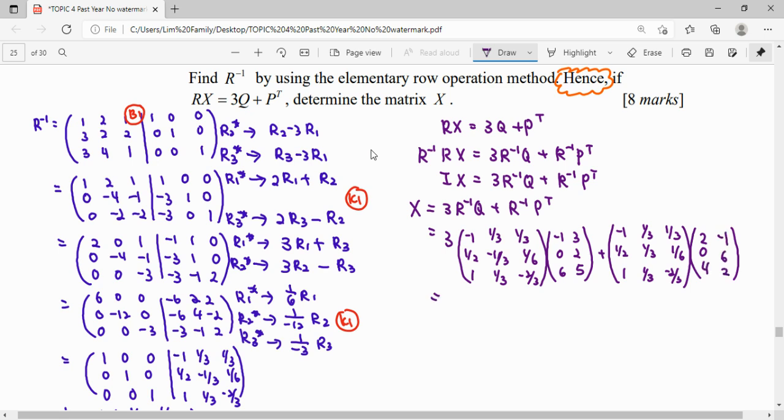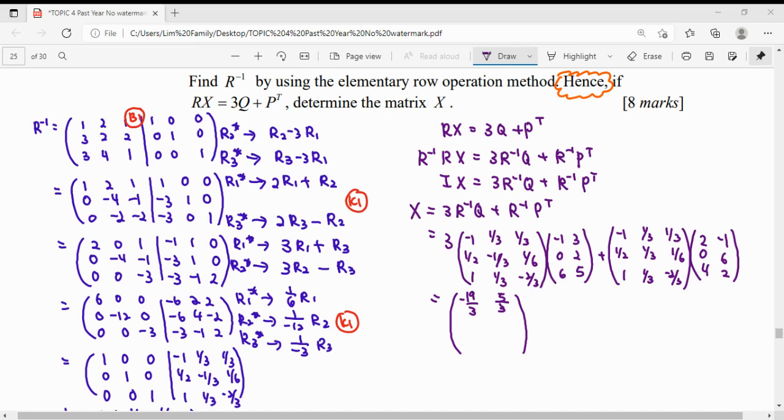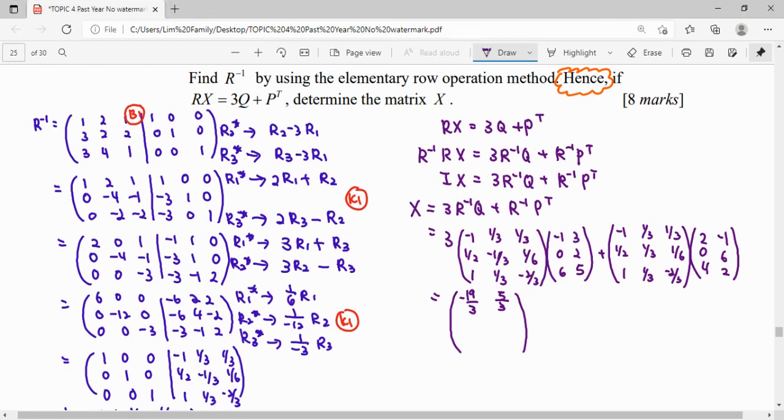So we do the multiplication here to get to the answer. Negative 19 over 3, 5 over 3, negative 25 over 6, then 17 over 6, and then 41 over 3, and 2 over 3. So that will be our final answer.